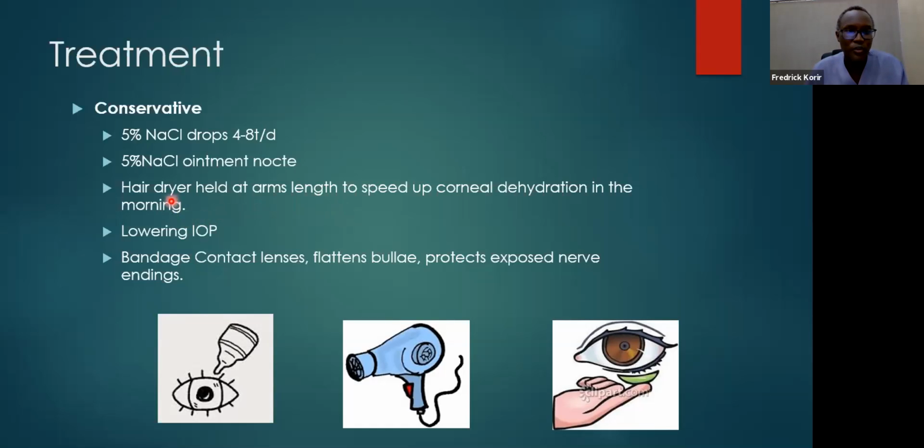Some people say you can use a hair dryer at arm's length and blow gently toward your eye so that it dries out the tear film. That's one of the conservative treatments. You can lower IOP so that you reduce the fluid pushing through the cornea. But I would say do not use carbonic anhydrase inhibitors in these patients. You're better off using latanoprost and prostaglandin analogs, timolol, and so on, but avoid carbonic anhydrase inhibitors because you already have a compromised pump system. You could use bandage contact lenses to flatten the bullae in symptomatic patients so that you protect the exposed nerve endings. So these are more symptomatic management.